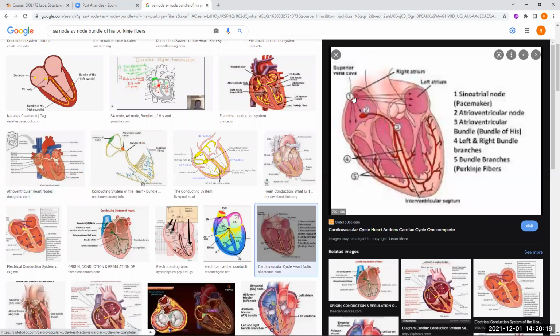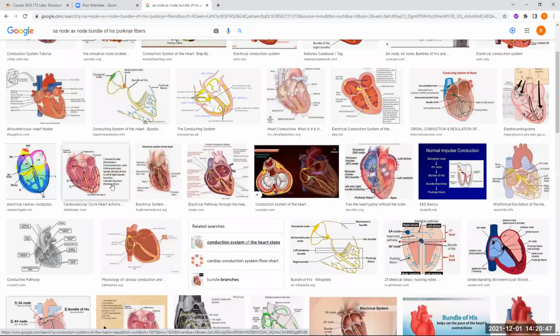Let's look at another diagram. All right, SA node, AV node, bundle of His, also known as the atrioventricular bundle. There's the right and left bundle branches, and these are the Purkinje fibers shown. Usually these are labeled as the Purkinje fibers. Let's get another one, the last one we'll be looking at.